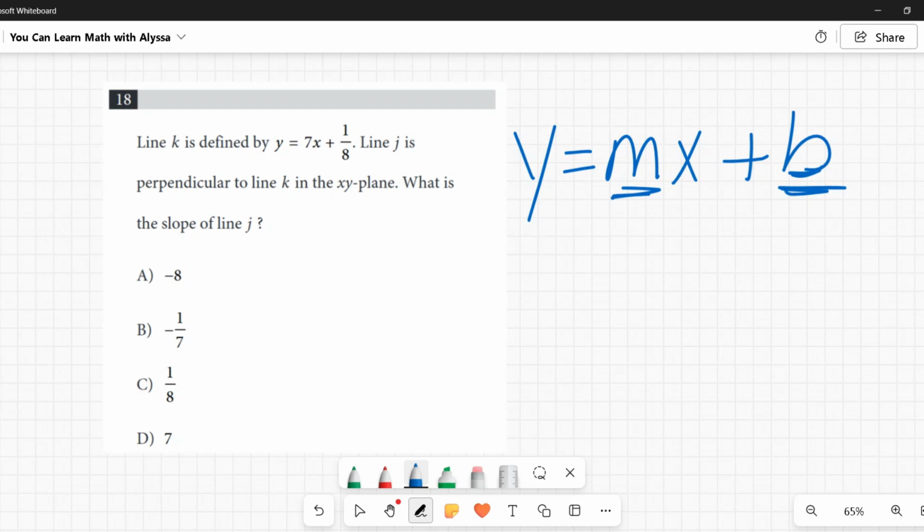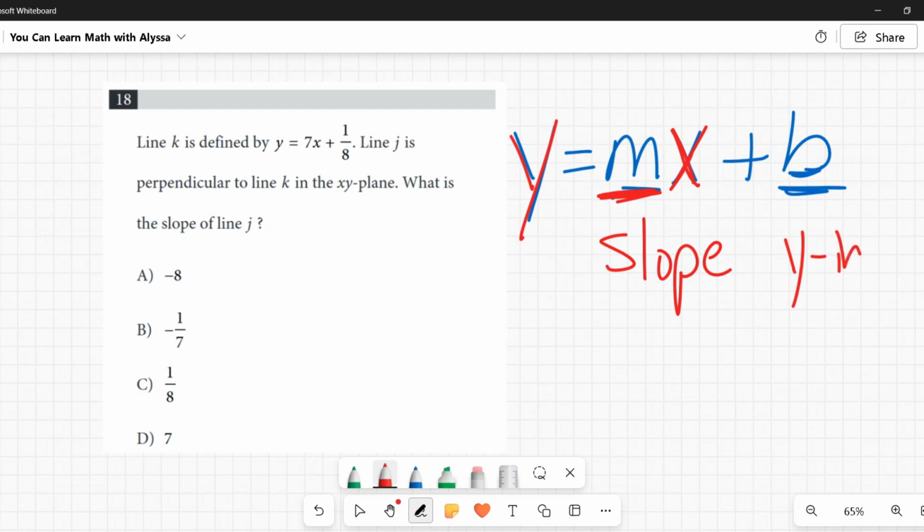If you have a line in this format, where it's y equals a bunch of stuff on the other side, then the m next to the x, the coefficient of the x, is your slope, and your b is your y-intercept. So this is the number we're looking for in this problem, because we need to know the slope of the first line before we can find the slope of the line that's perpendicular to it.